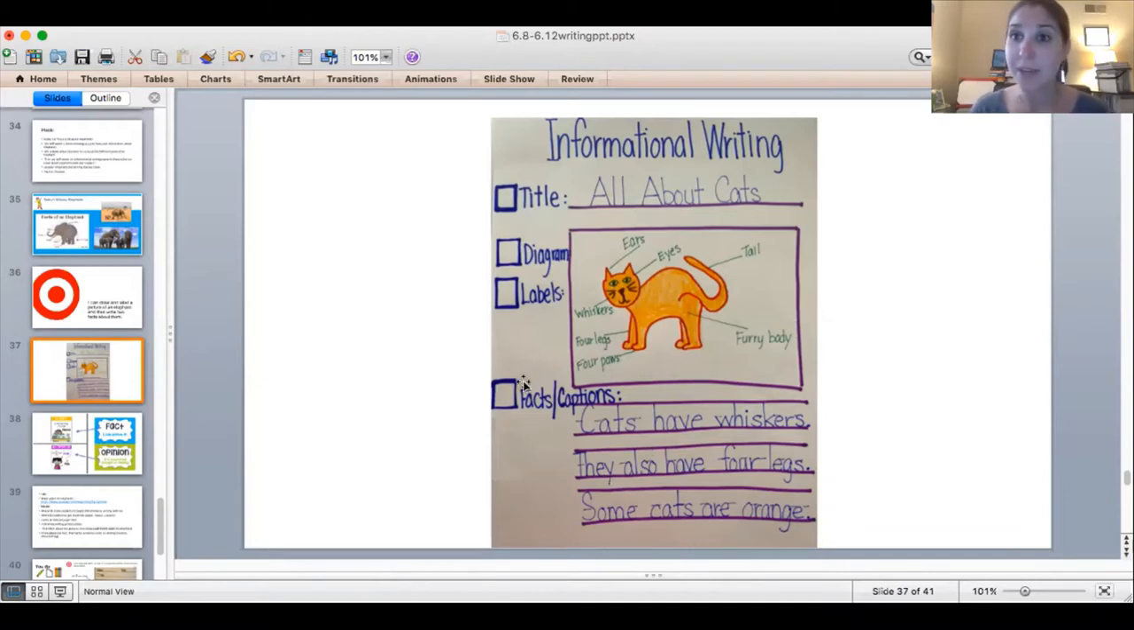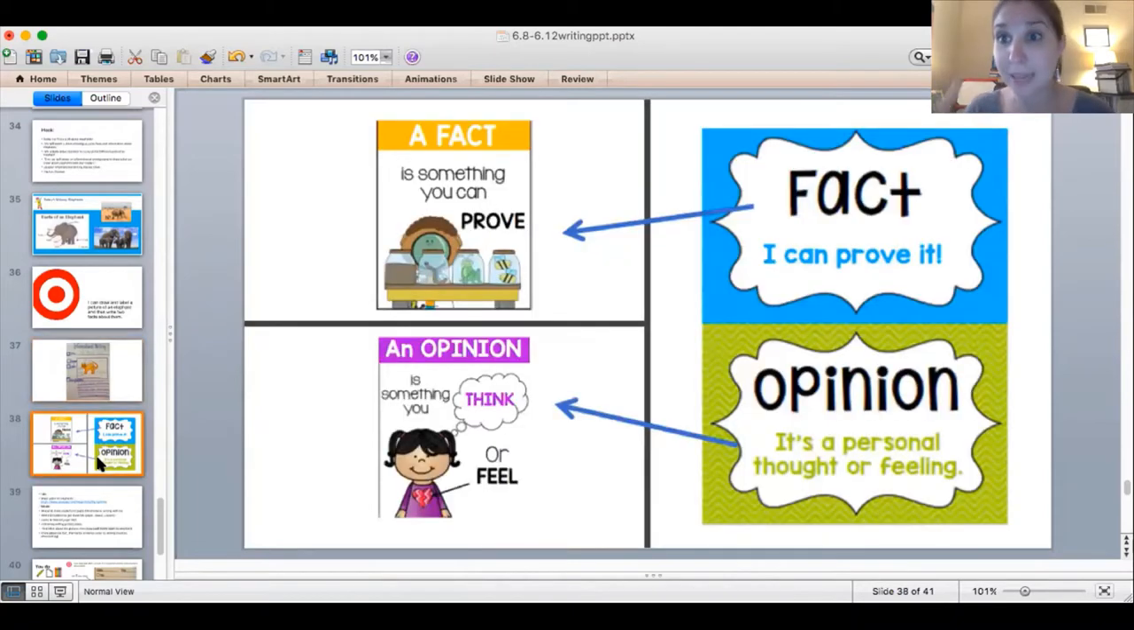And we will also write some facts. So facts, remember, are things that are true, things that we can prove. So we will write sentences or facts about things that we can prove about elephants. Different than an opinion. It's not, I like elephants because they're big. Nope, it's not our opinion. We're only writing facts about elephants.